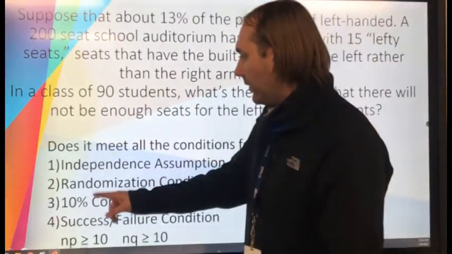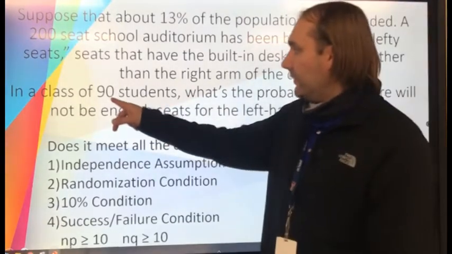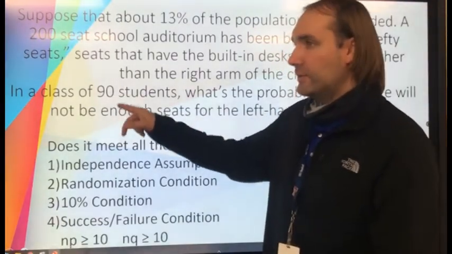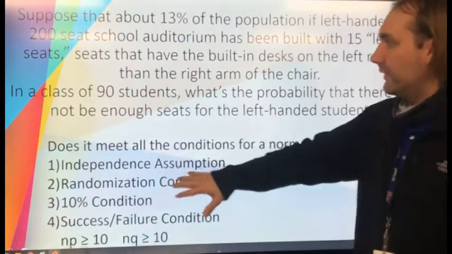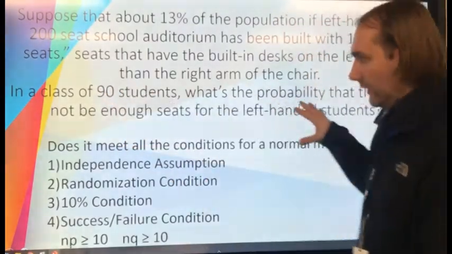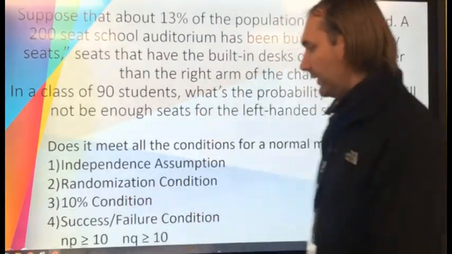10% condition. We must make sure it is less than 10%. So I have 90 students, which means I need to make sure that my school is at least 900 students. So let's go ahead and assume that our school is about 901 students or more. We can use this school, which is about 2,000 students, so it will meet this 10% condition.